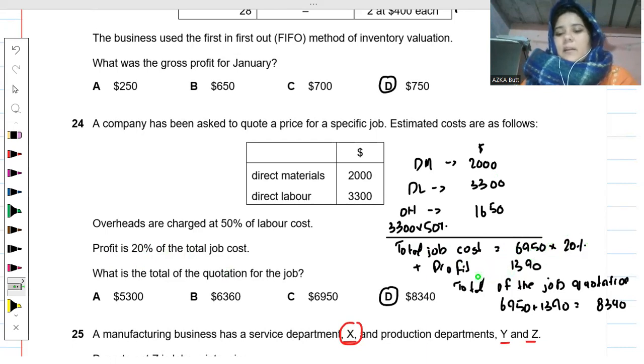So whenever we are giving the quotation to our customer, we would give him the quotation for 8340, which includes our total cost and the amount which we want to earn on this job. So we have to quote 8340 to our customer for this job.